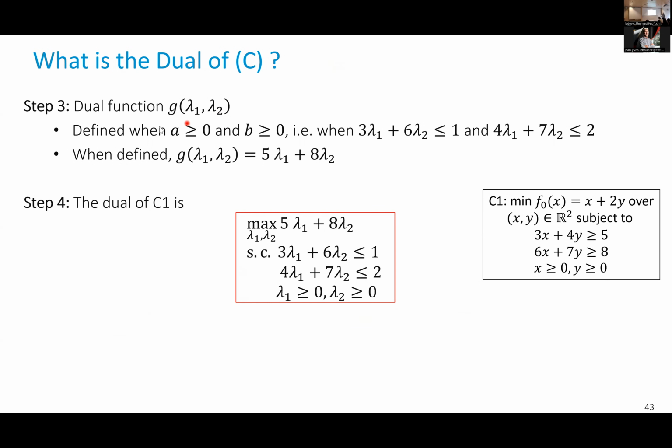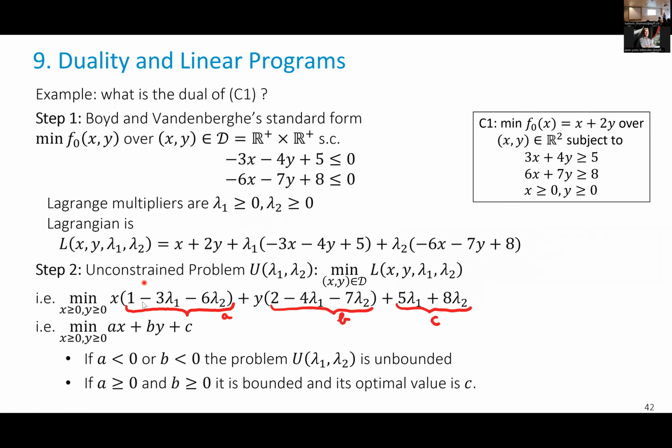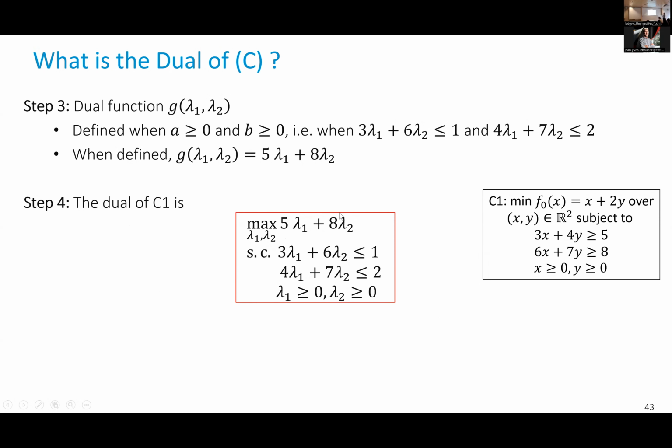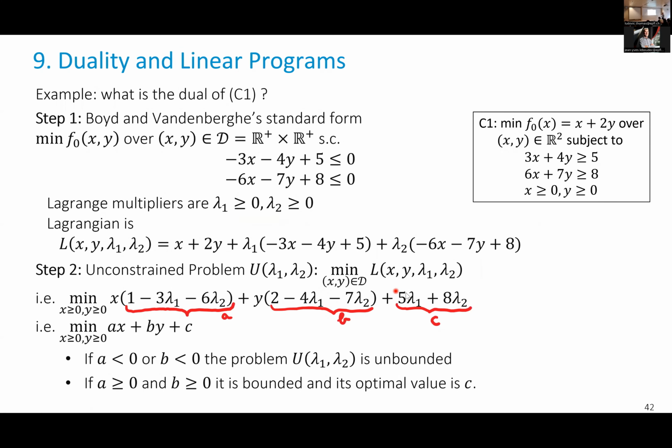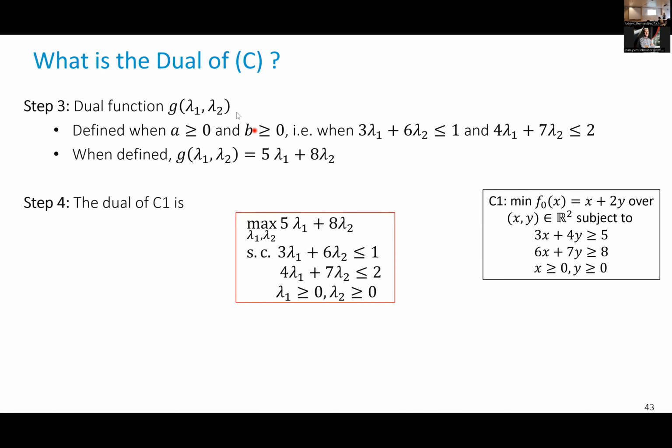The next step in the duality theory is to build the dual function. Remember that we also need to know when the dual function is defined. The dual function is defined when the problem is bounded, and the problem is bounded when the two coefficients are positive or 0. That gives two constraints on lambda 1, lambda 2: 3 lambda 1 plus 6 lambda 2 less than 1, because the coefficient a here must be positive or 0, and a similar constraint for the second coefficient. When this happens, the optimal value is easy: it's the term c, which is 5 lambda 1 plus 8 lambda 2. So the dual function is defined on this set, and when it is defined, it is equal to that.